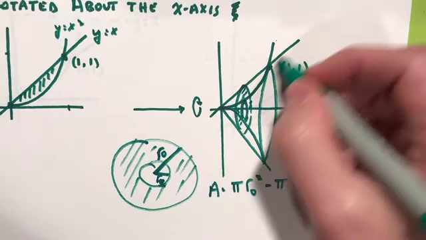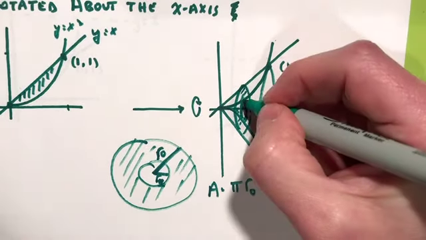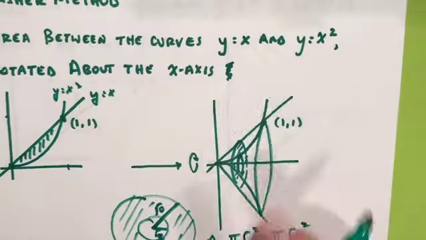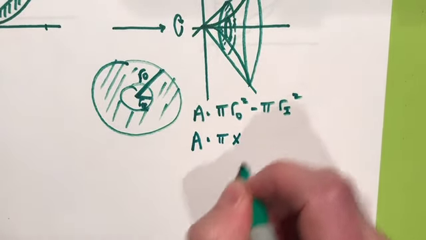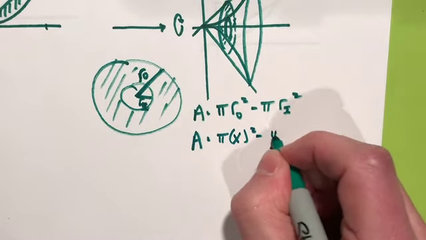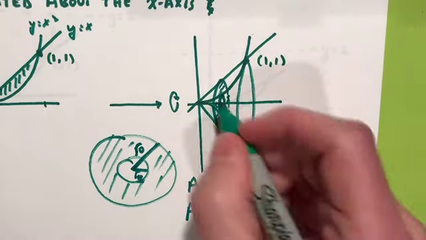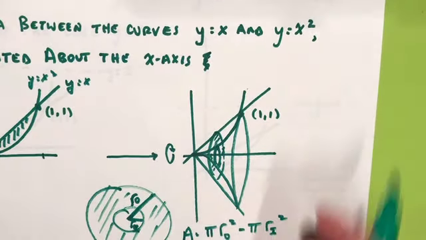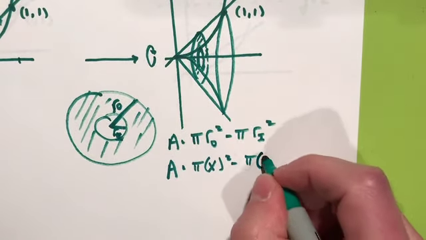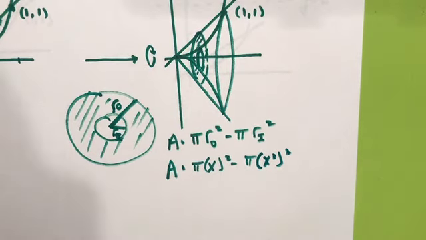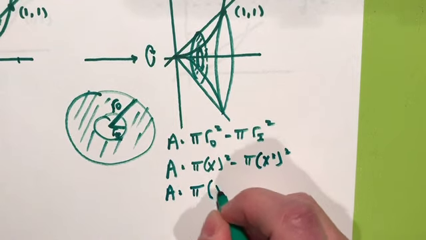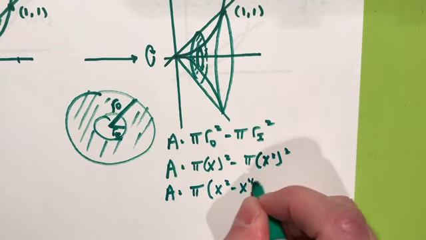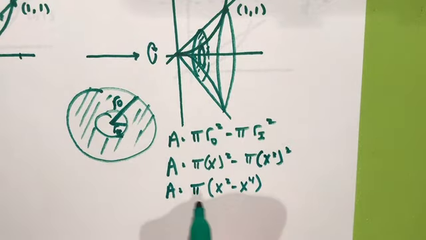Now here we need to think geometrically. The outer radius is given by our outer curve, y equals x. So for the outer radius, one single disk, we've got pi x squared, minus pi, our inner radius, that's given by y equals x squared. So we've got pi x squared squared. Now to neaten up, the area of one single disk is pi times x squared minus x to the fourth. Now that's for one single disk.